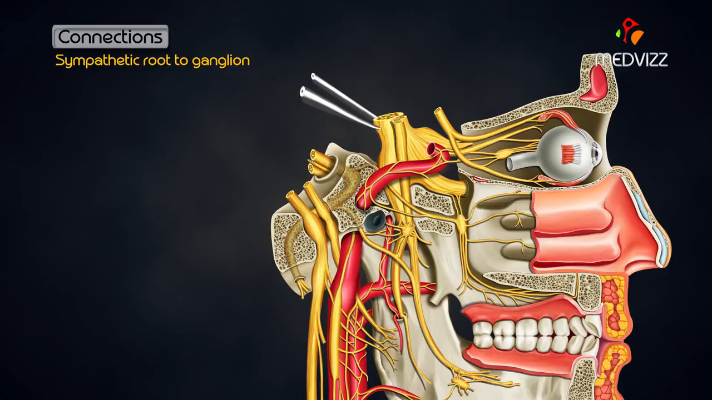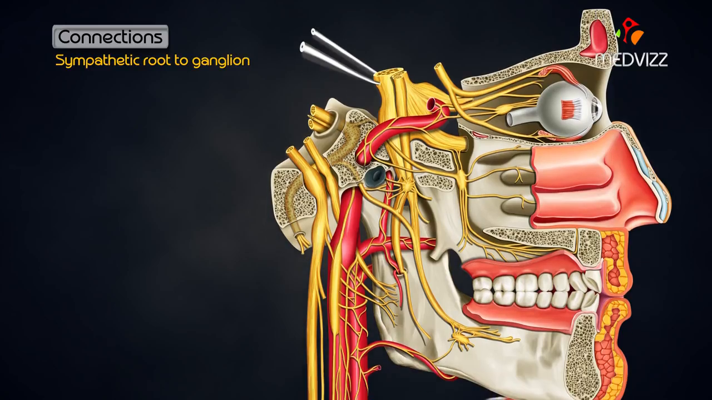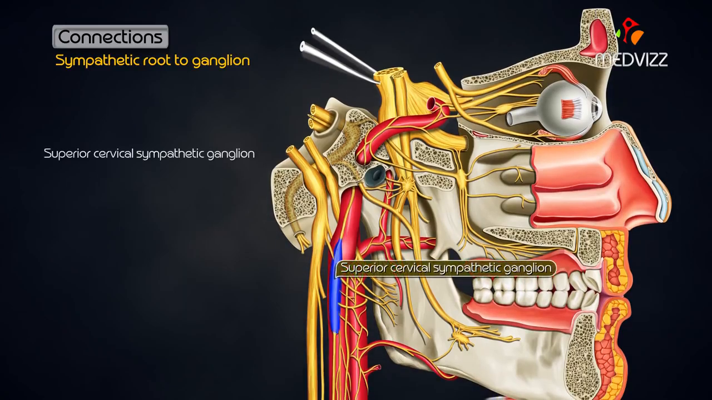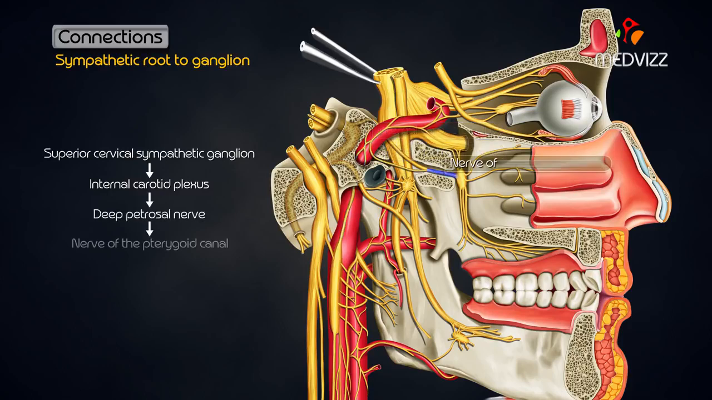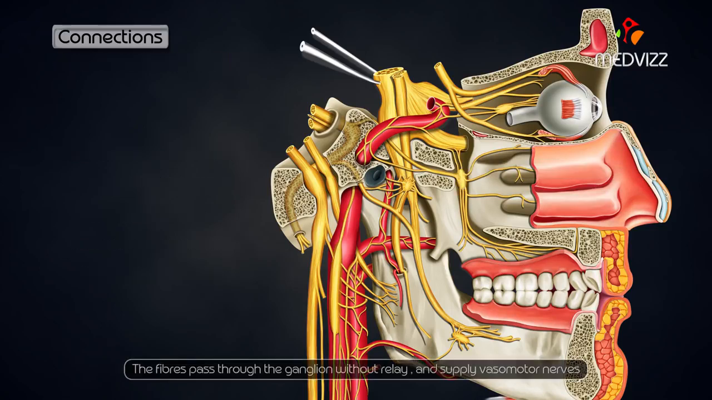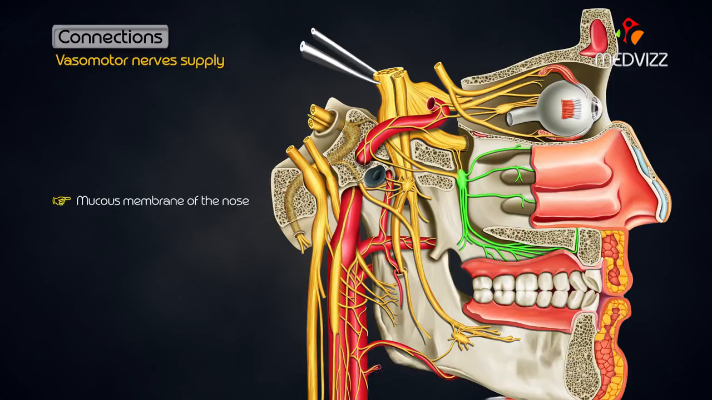It contains postganglionic fibers arising in the superior cervical sympathetic ganglion, which pass through the internal carotid plexus, the deep petrosal nerve, and the nerve of the pterygoid canal to reach the ganglion. The fibers pass through the ganglion without relay and supply vasomotor nerves to the mucous membrane of the nose, the paranasal sinuses, the palate, and the nasopharynx.